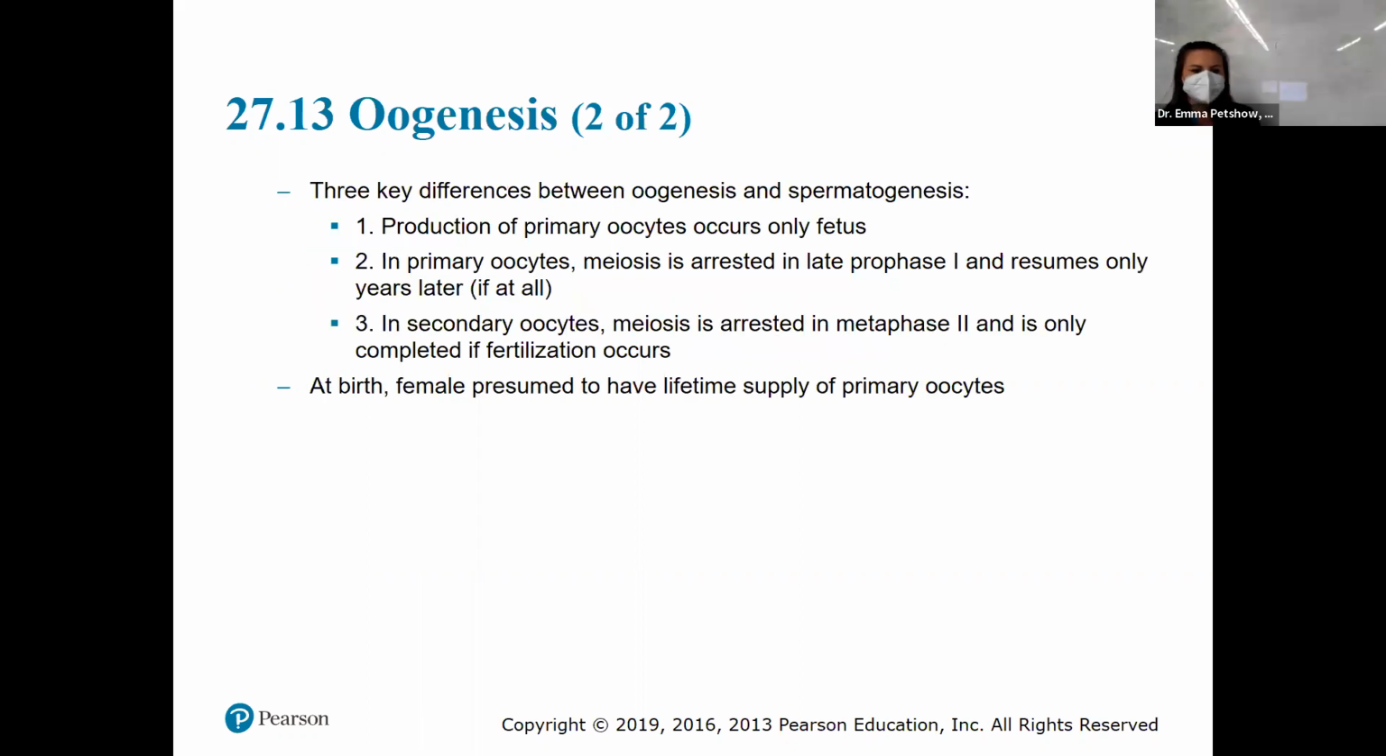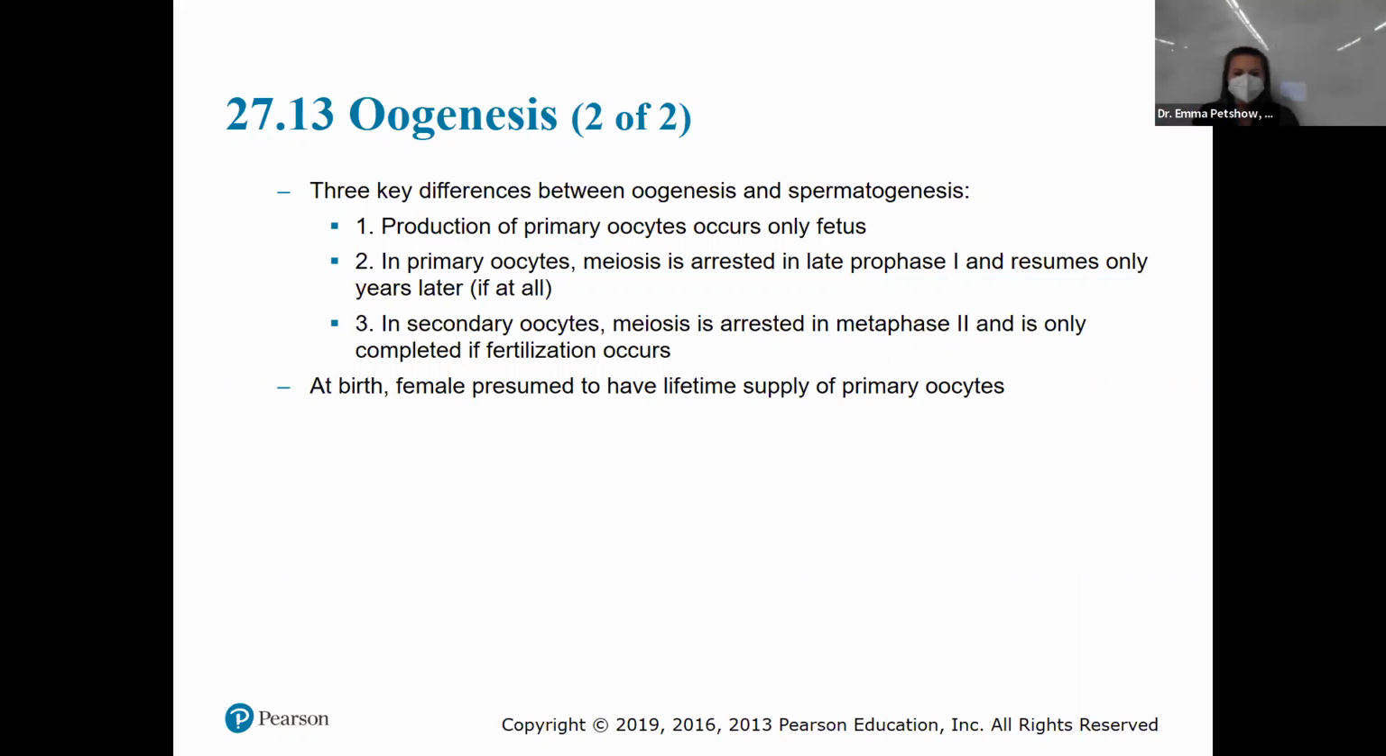So what are the differences? They love asking this. There are 3 key differences between oogenesis and spermatogenesis. Production of primary oocytes only occurs in the fetus, whereas in spermatogenesis, you can have your primary initial sperm produced throughout life once puberty hits, right? So it's different. That's why there's a discrete amount of time that women can conceive.